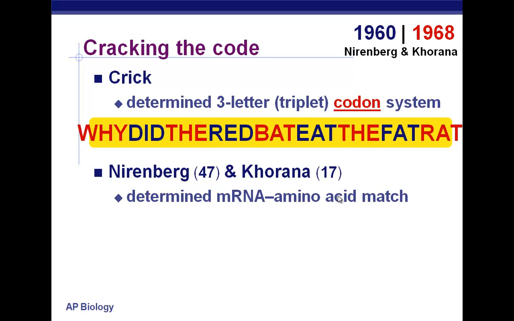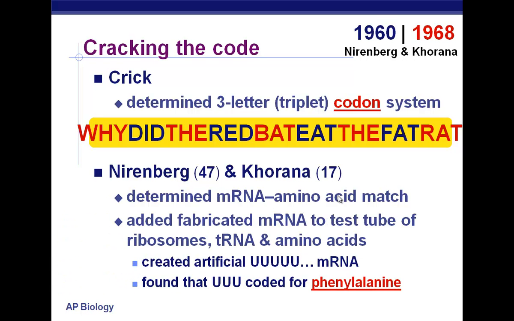It's the same codon system. It's the same idea of bringing in or pairing up one of the codes with a specific amino acid. And so these guys determined the messenger RNA/amino acid match. Basically, they discovered that they could use fabricated messenger RNA, which was a whole lot easier. They had different test tubes that contained ribosomes, transfer RNAs, and amino acids. And by adding these fabricated messenger RNAs, they were able to make their own sequences and see which amino acids ended up being bound to it.